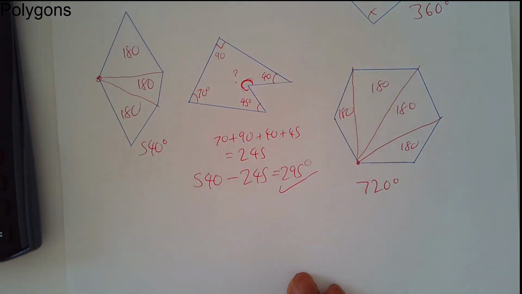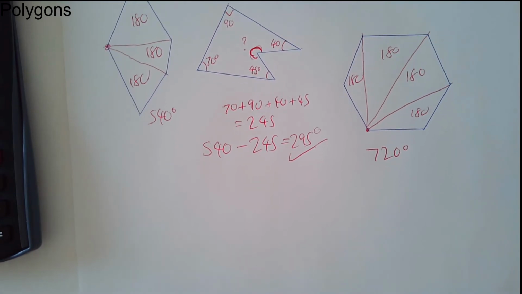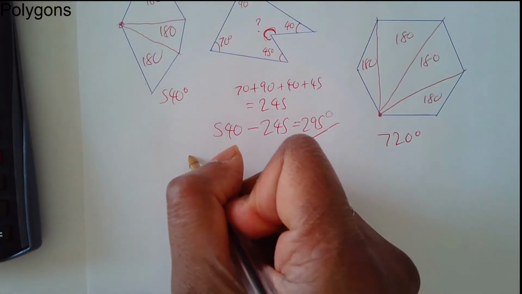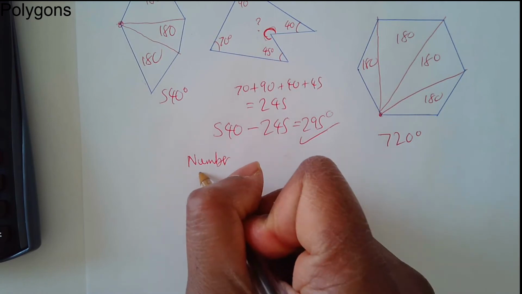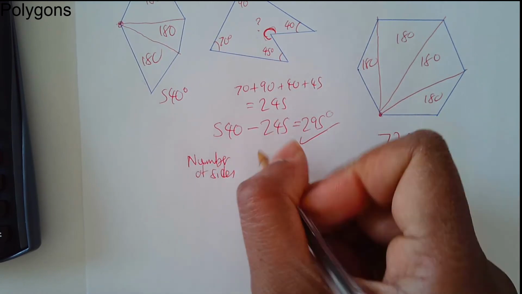And one thing I just want to quickly talk about is, well, what if you had a 100-sided shape? Then how are you going to work out how many triangles there are? What is the connection between the number of sides and the number of triangles?